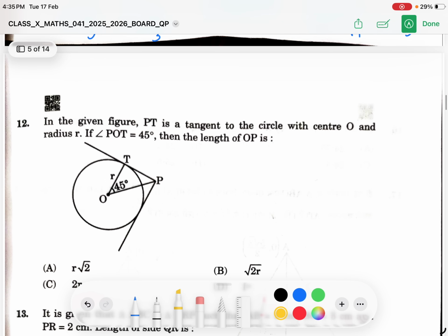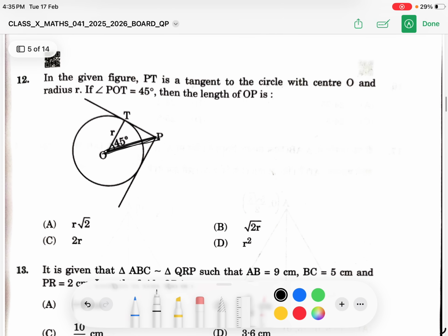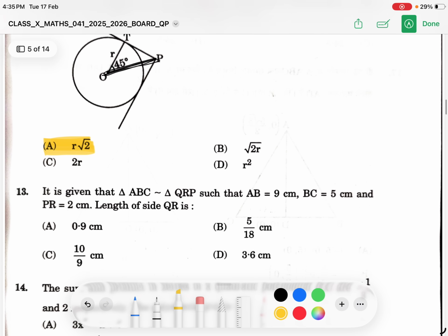Then 12th question. In the given figure PT is a tangent to the circle with center O, angle POT is 45 degrees, then we should find the length of OP. So OP is here. Again it is the same question which we have solved in the previous one. So this question's answer is R into root 2.